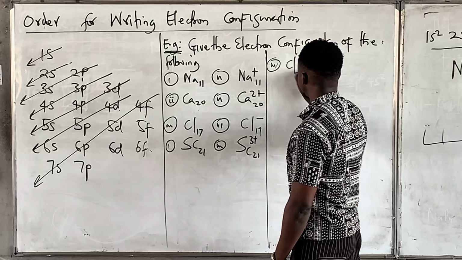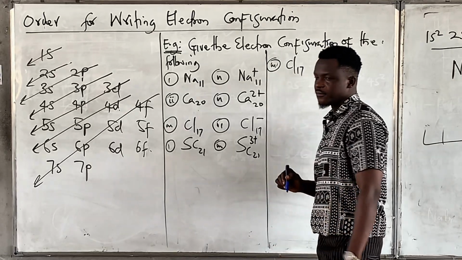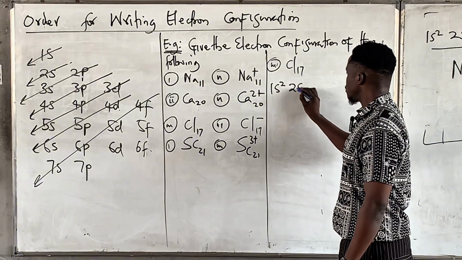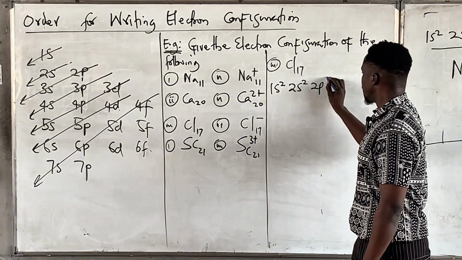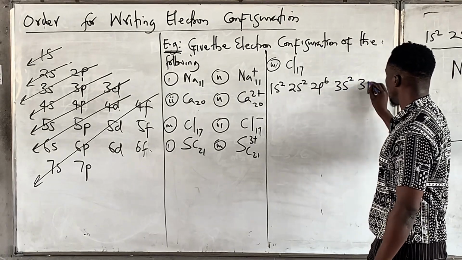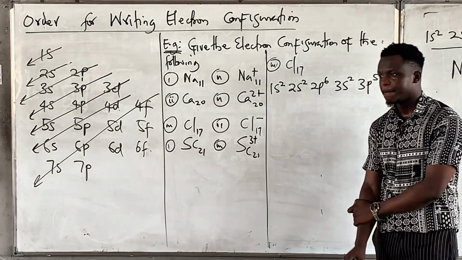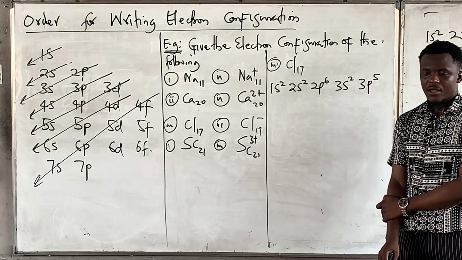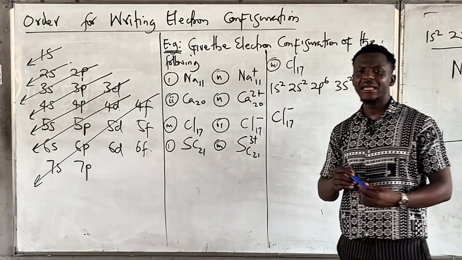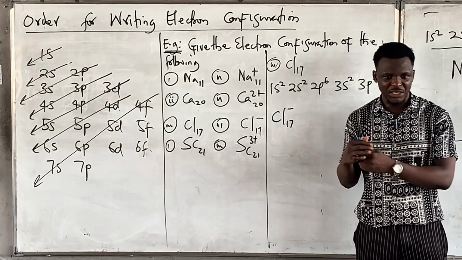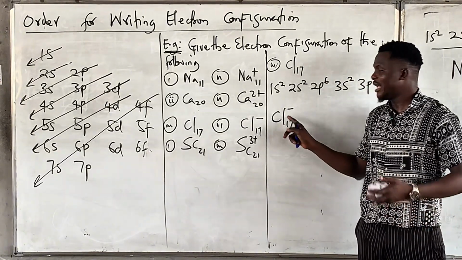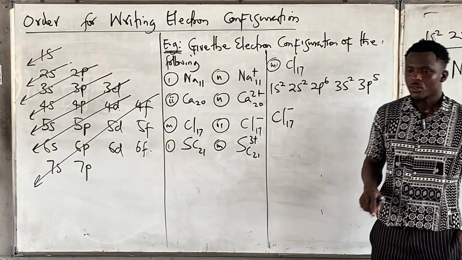Now, chlorine has 17. This is 1s2, 2s2, 2p6. This is 10 already, right? 3s2, 3p5. Now, for this guy, minus means, does it mean addition or subtraction? Minus means electrons have been added, right? How many electrons are added here? 1. So now look up.